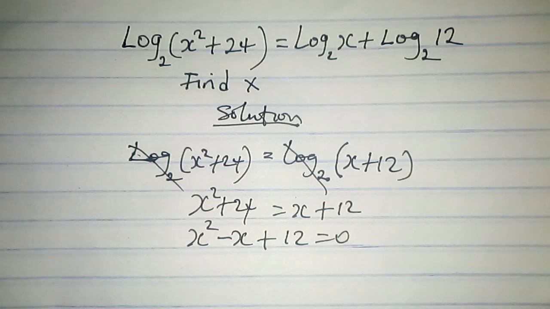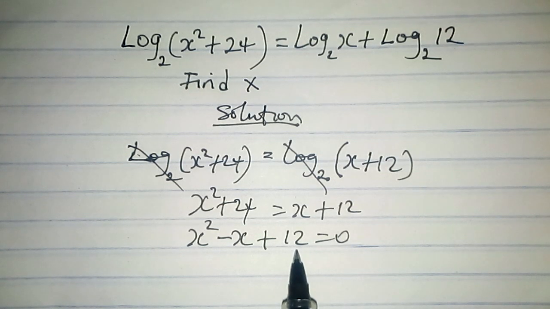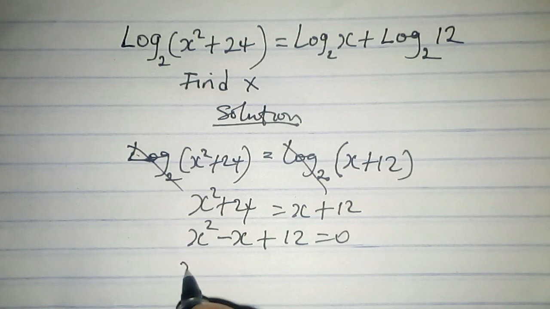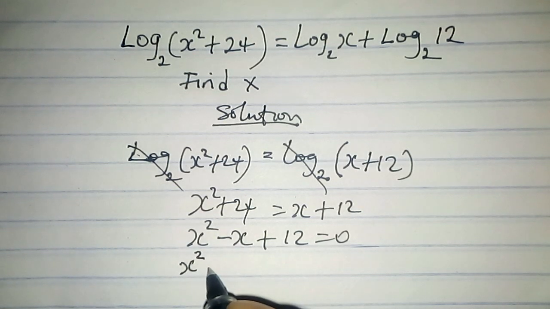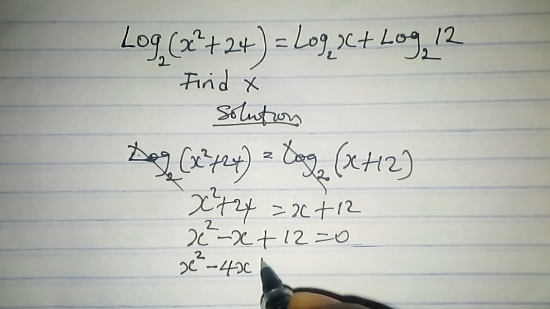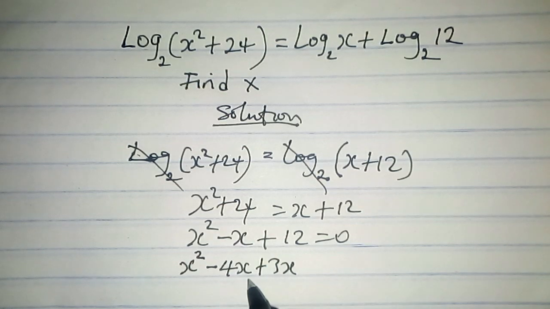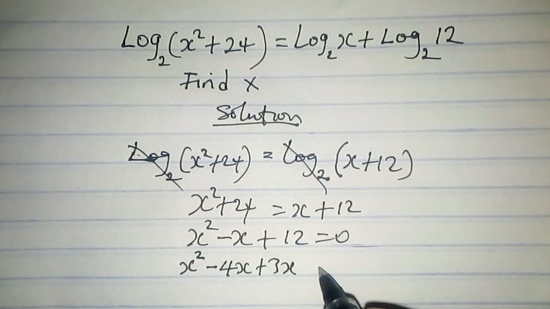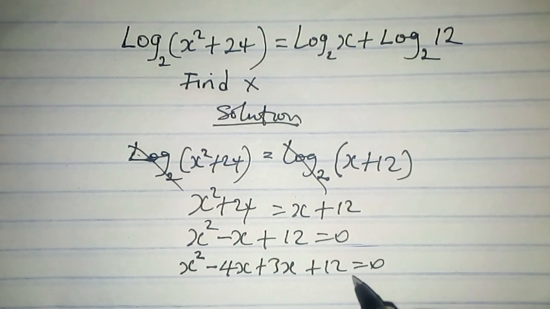So we will now solve it as a quadratic equation. We'll look for two numbers that when we multiply will give us minus 12, and when we add them up we are going to get minus 1. So we will use those two numbers to replace the middle term. So it will become x squared minus 4x plus 3x, because minus 4x plus 3x will give us minus x. So plus 12 equal to 0.